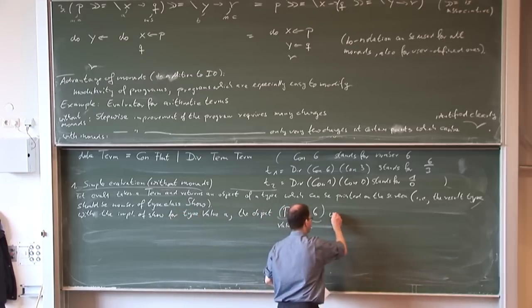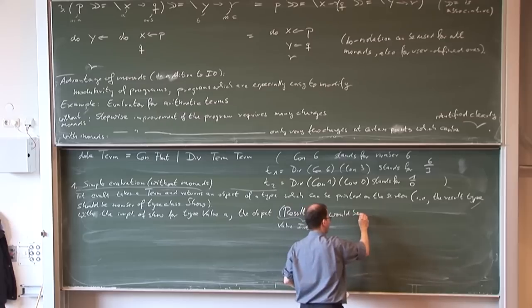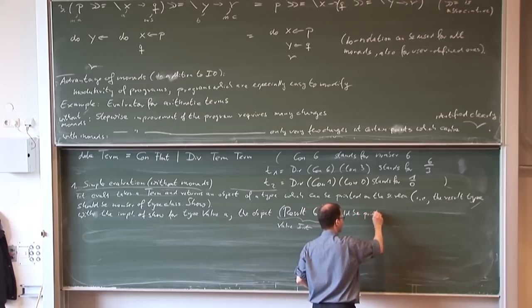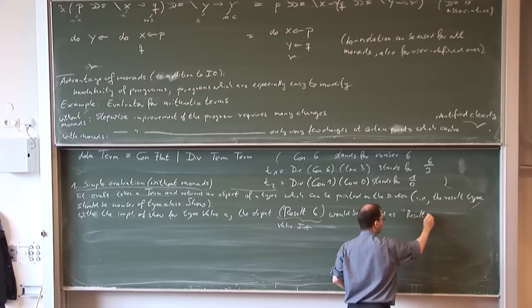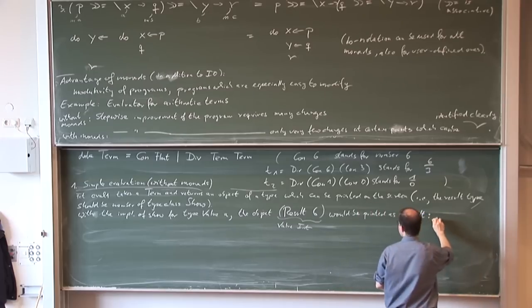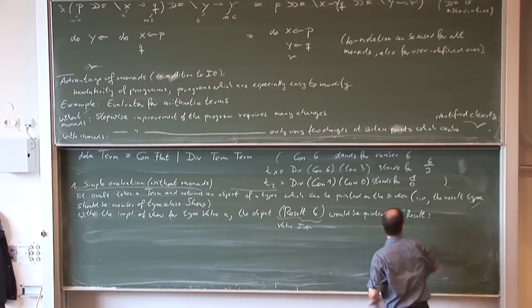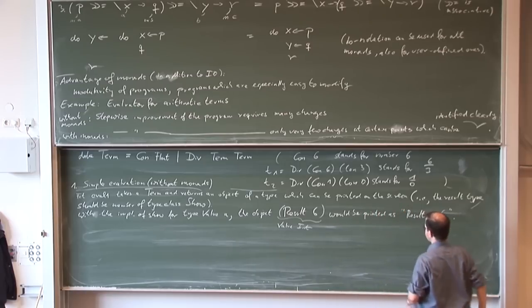And this would be printed as the following string. The string which first has the word result, then a colon, then a space, and then 6 would be converted into a string, so it would look like this.